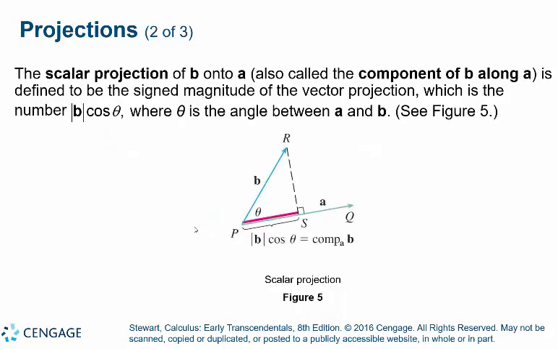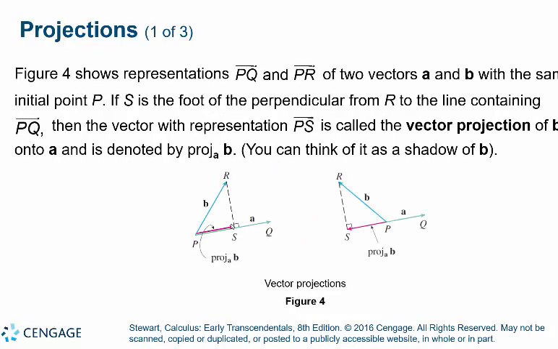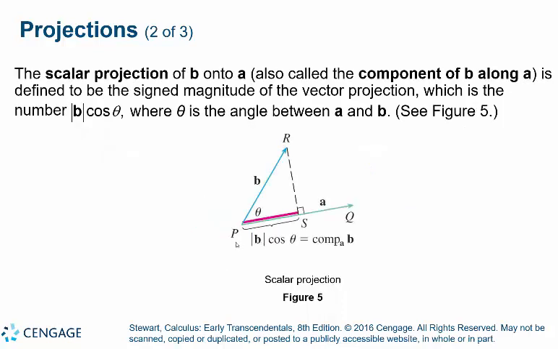The scalar projection, so think about it as the magnitude of B onto A, is also called the component of B along A. It is defined to be the signed magnitude of the vector projection, which is the magnitude of B times cosine of theta, where theta is the angle between A and B. So we have this vector right here, the projection of B onto A, and right here we have the magnitude of it, like the scalar projection of B onto A.